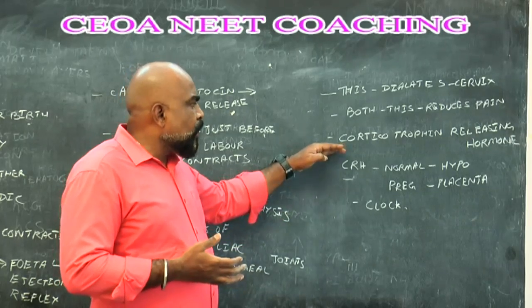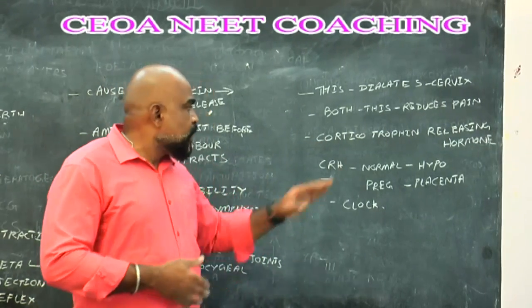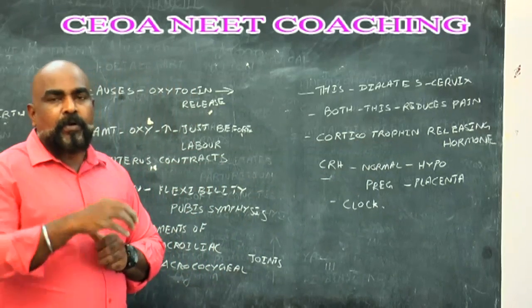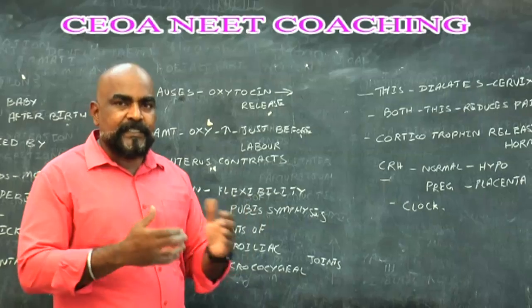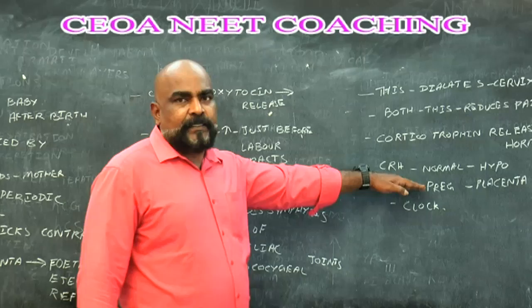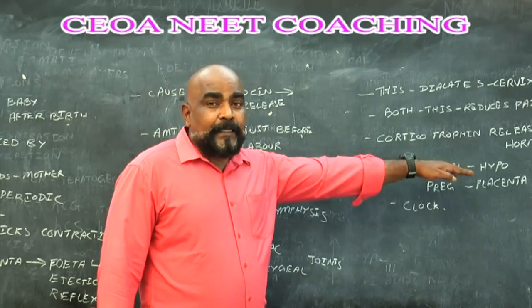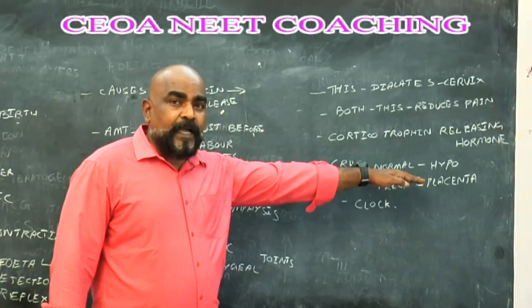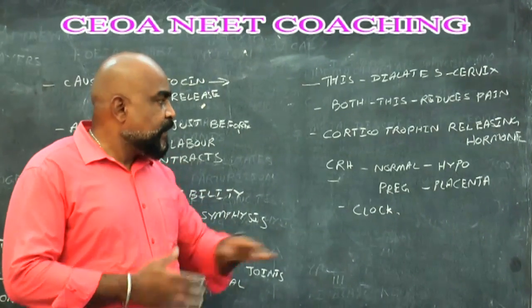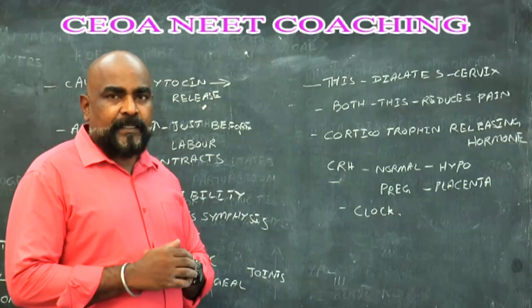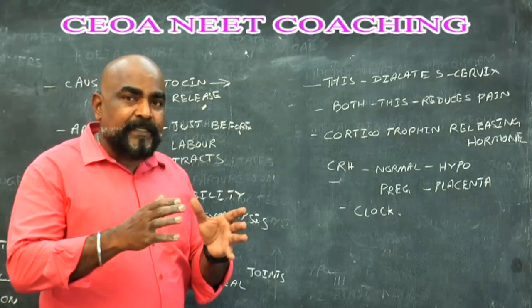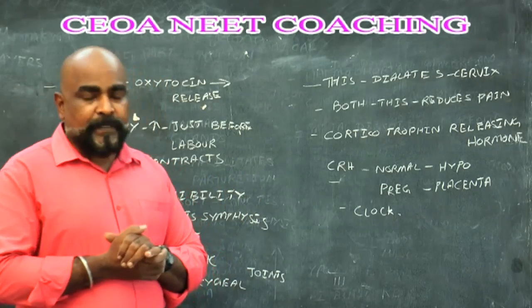There is one hormone which has been recently found, corticotrophin releasing hormone. It is there, but its role in parturition has been recently established. This is produced even in normal women, but in normal women it is produced in the hypothalamus. Whereas in pregnant women during parturition, this is produced by the placenta, and it is believed to be the clock which determines when the delivery is going to happen.